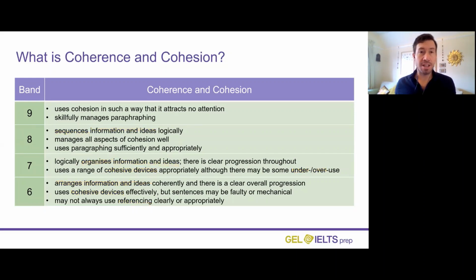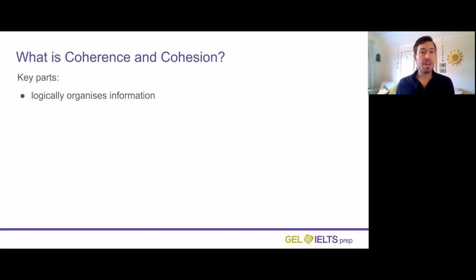So let's summarize some of these points. As I said, it's logically organizing your information. So that's paragraphs, and that's organizing, connecting sentences together. Using cohesive devices, or those linking words to connect your ideas. Referencing, so using pronouns and words like this, these, and that. We're going to look at these in more detail now.